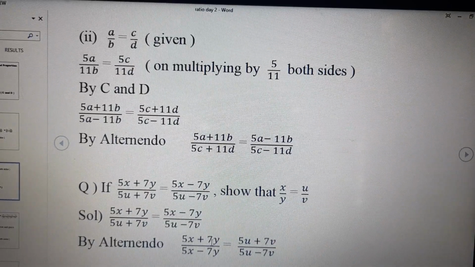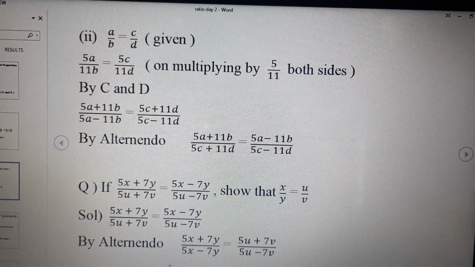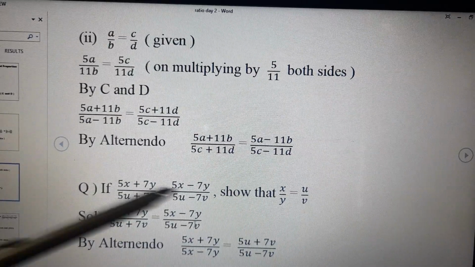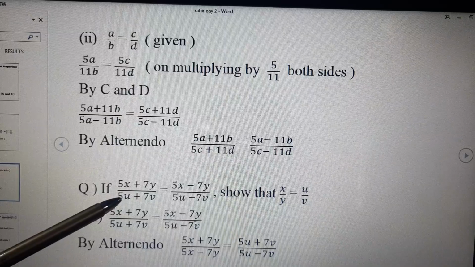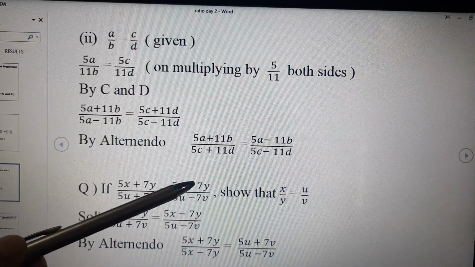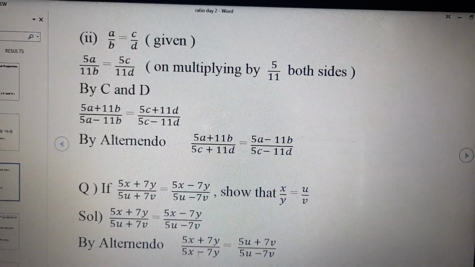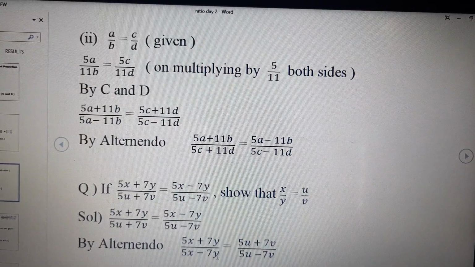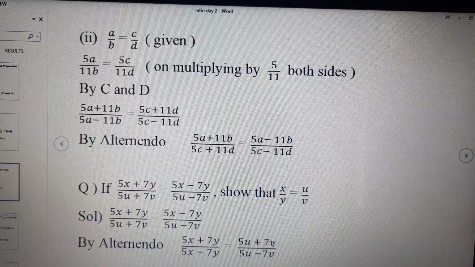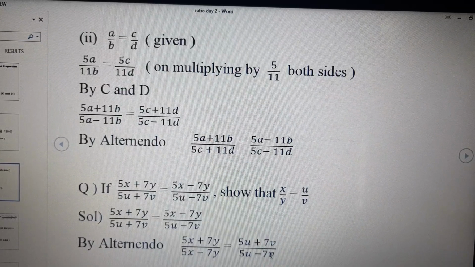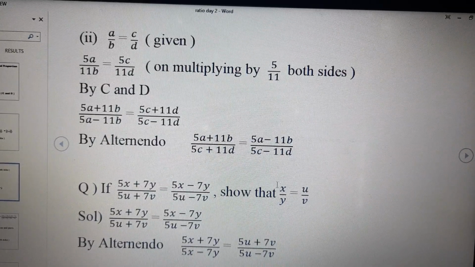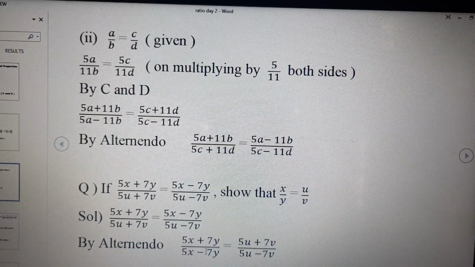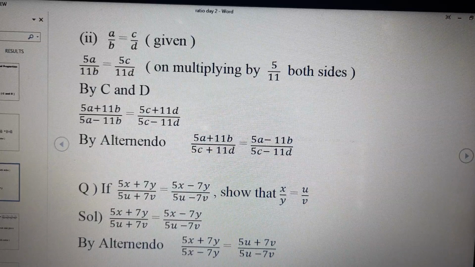Fine. So we have got 5x plus 7y divided by 5x minus 7y. This was there in the numerator, has been brought in denominator. This was there in the denominator, will go in numerator. Clear? So we have got 5x plus 7y divided by 5x minus 7y is equal to 5u plus 7v divided by 5u minus 7v. Now we require the answer in terms of single x and y. We do not require this 5 and 7 and so many other things.